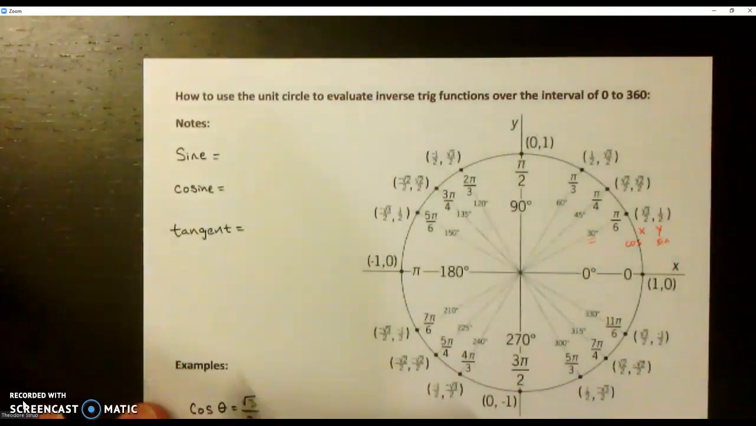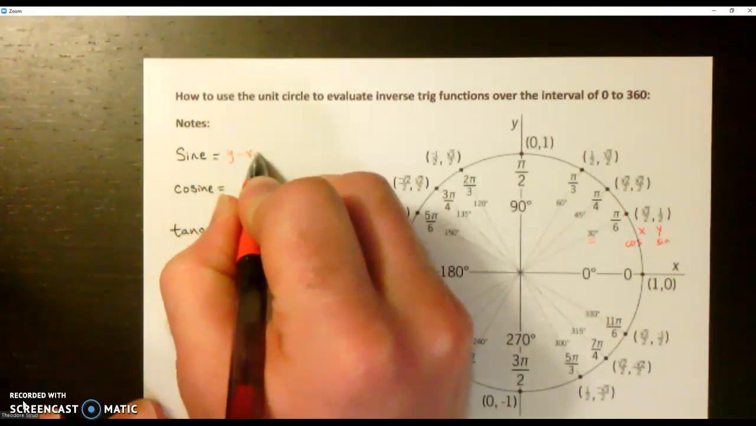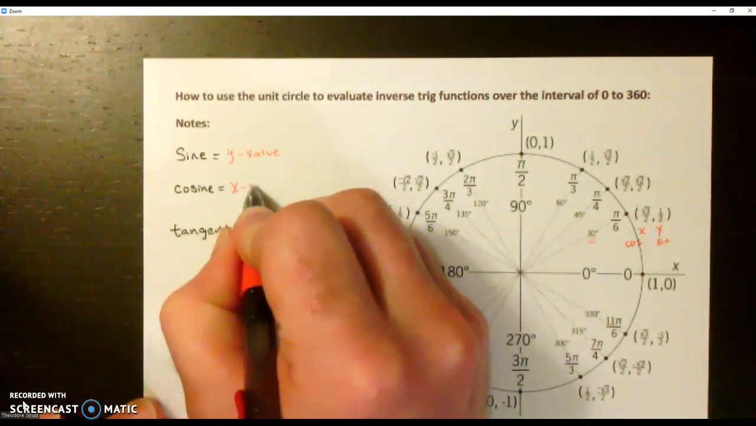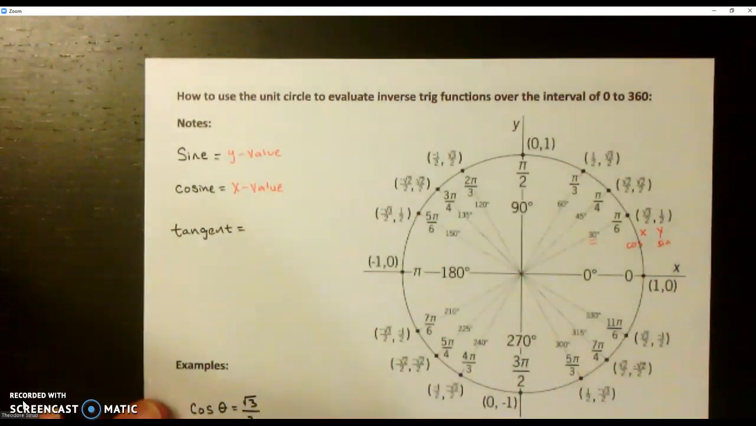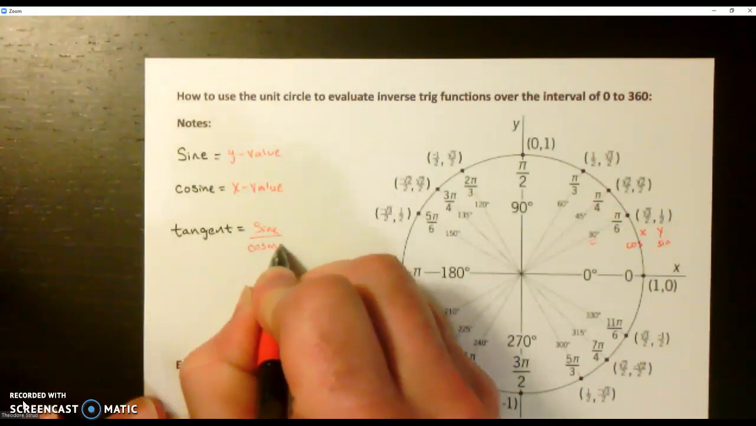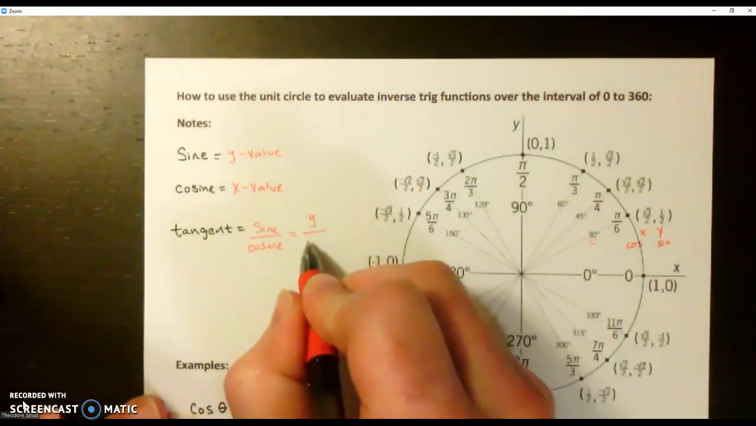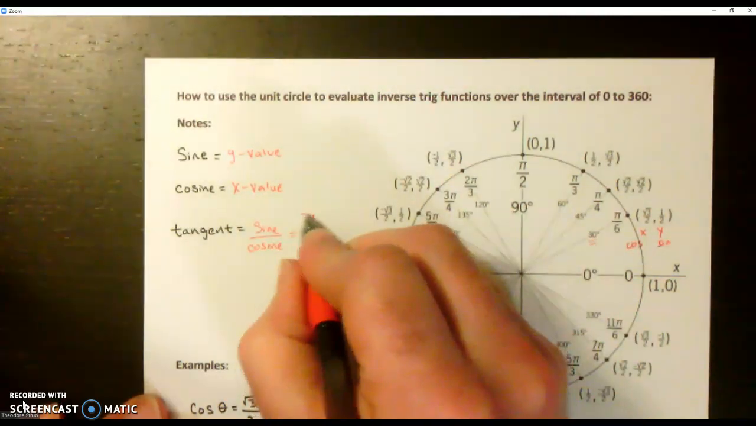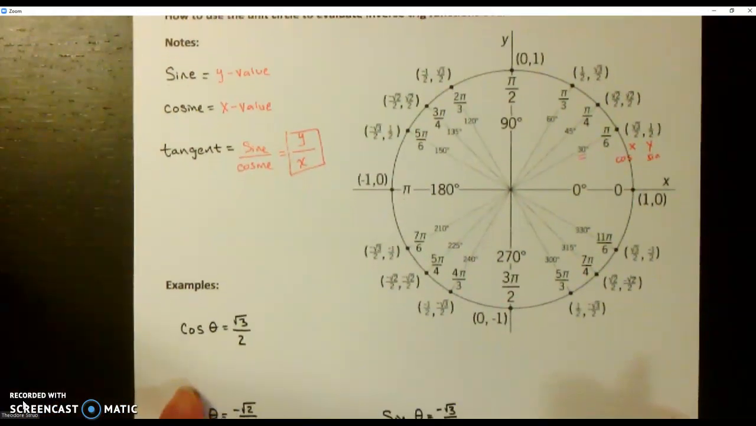The couple things that you just need to know is when we talk about the sine function, the sine value is the y value of your ordered pair, and the cosine is the x value. So what about tangent? Well, tangent is actually the ratio of sine over cosine. From what's above, the ratio of tangent is the y value over the x value, and that's the way that we're going to identify tangent here. So let's take a look and do a couple problems using the unit circle.